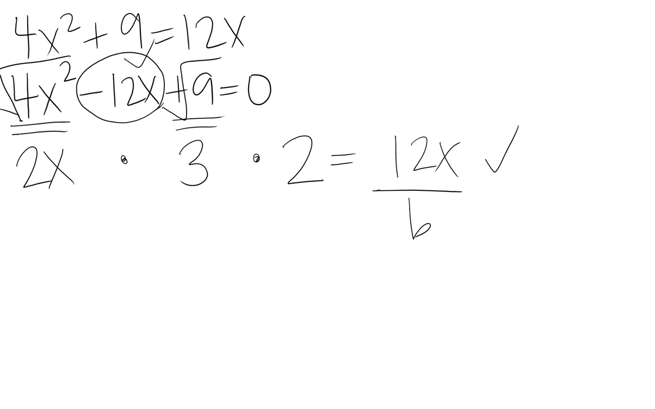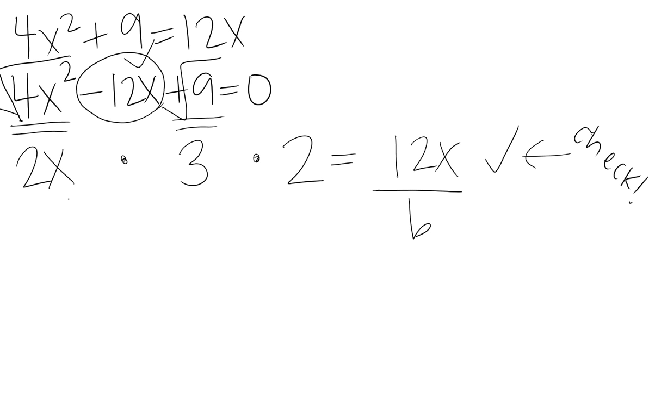Now a lot of students will get confused with that 12x that we just found. This whole step is simply just to check. So that's not going to be a part of our answer. It's just to make sure that it's actually a perfect square trinomial. Now that we know it is, we know we can skip a step and go straight to our factored form.